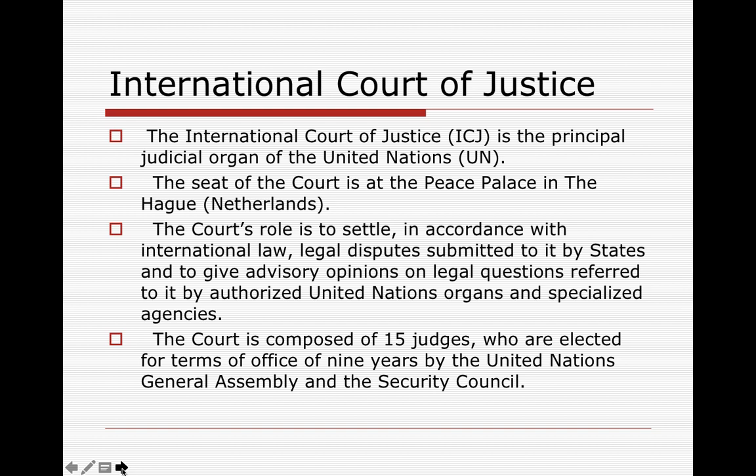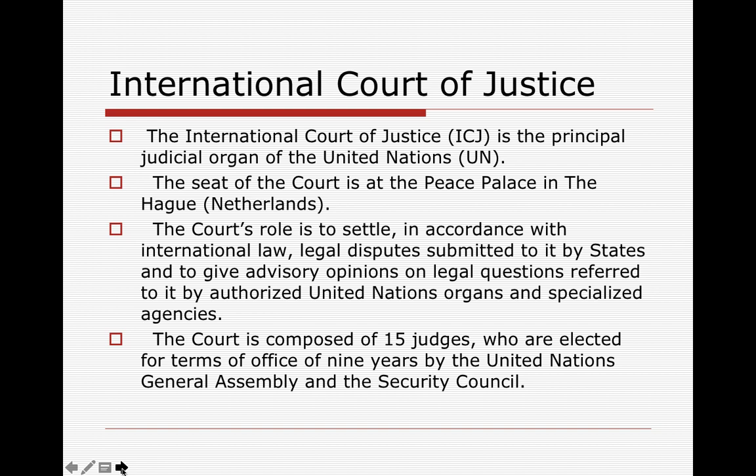The next point about the court is about its composition, 15 judges who are elected for terms of office of 9 years. The United Nations General Assembly and the Security Council are involved in the process. But the notable point about this composition is that the judges are drawn from different international legal frameworks, like common law or civil law, and also a diversity of experiences, from expertise in human rights to general international law to economic law. And these judges are drawn from various geographical regions of the world.